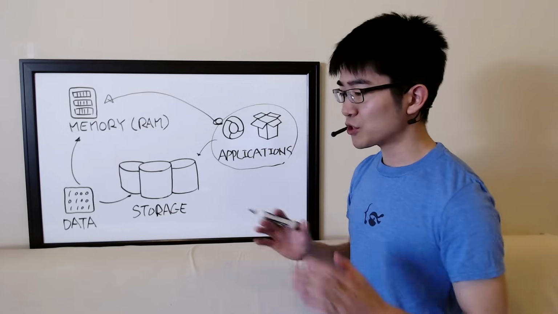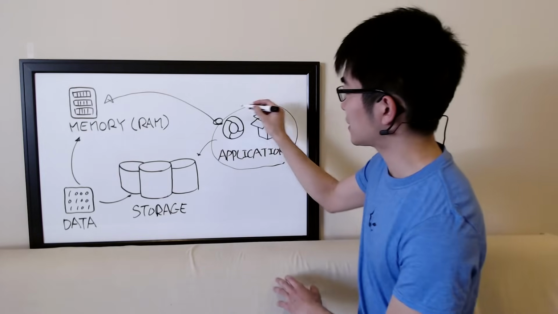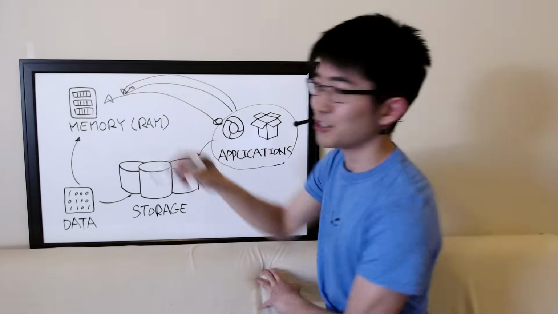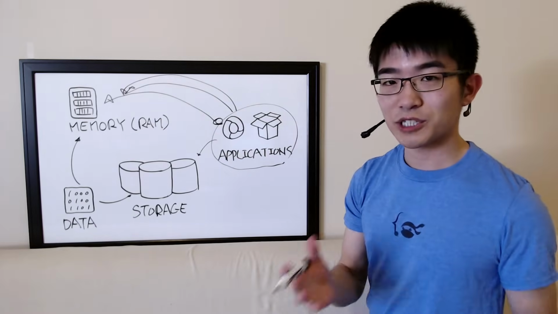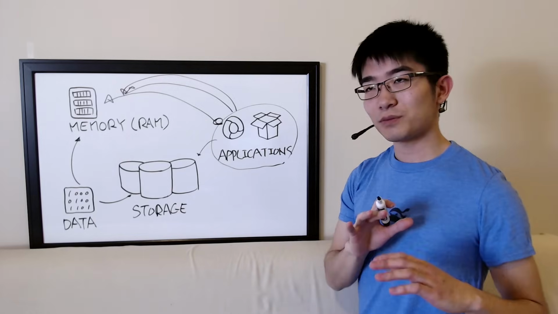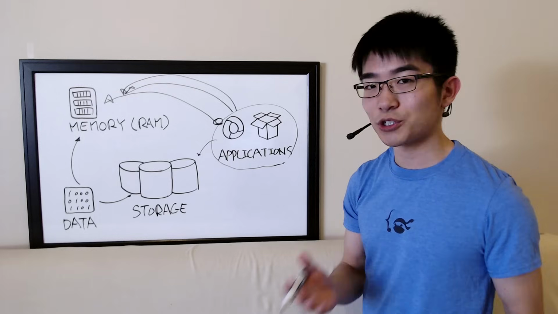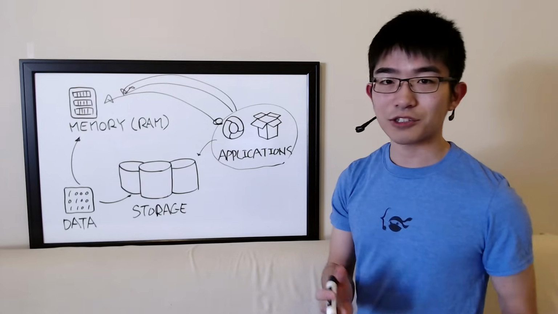And so if you start running too many applications at the same time, they're all going to be loaded onto memory, and you might actually start running out of memory space. And that's one of the reasons why running too many applications at the same time on your computer might actually slow down your computer.